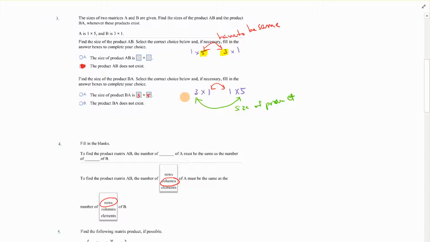All right, how about the product of B times A? So I write them down, but I put B first, 3 by 1 and a 1 by 5. Well, in this case, they are the same number, so we could multiply B times A, and the size of the product is 3 by 5. Remember, the outside numbers give you that size.